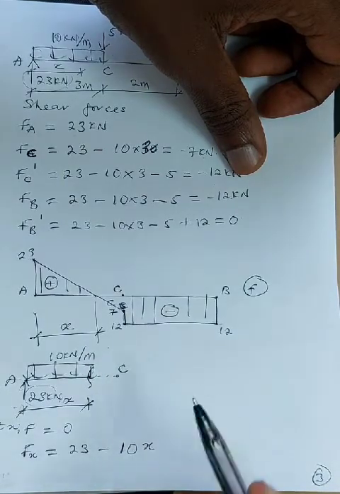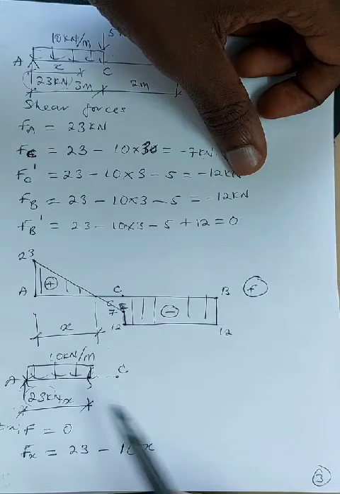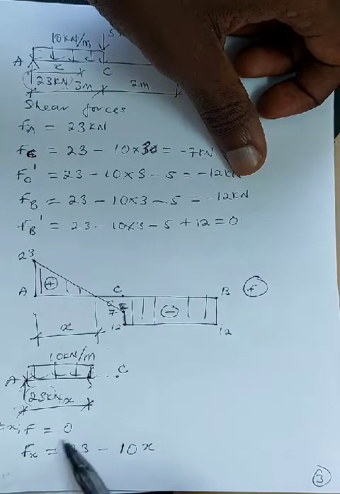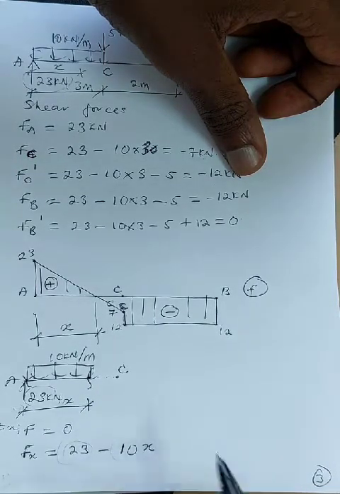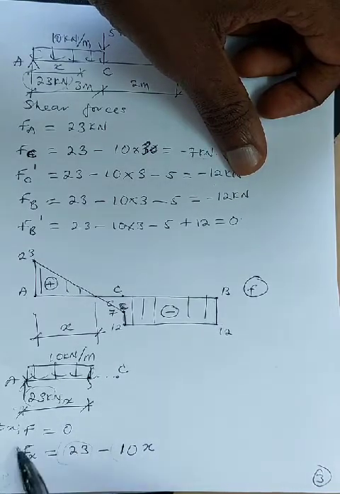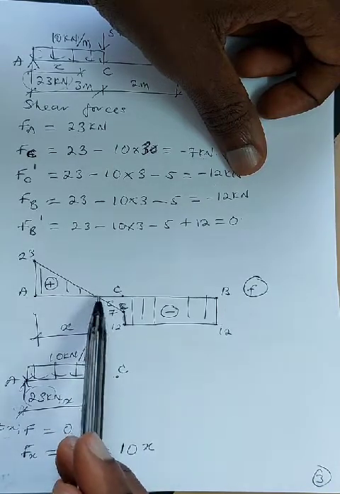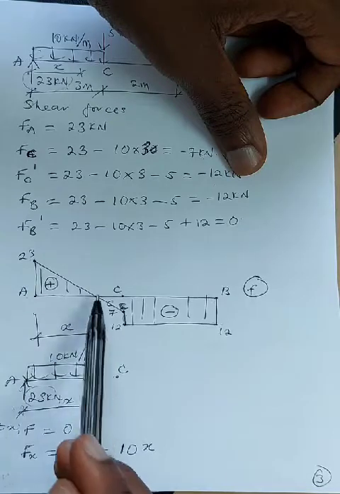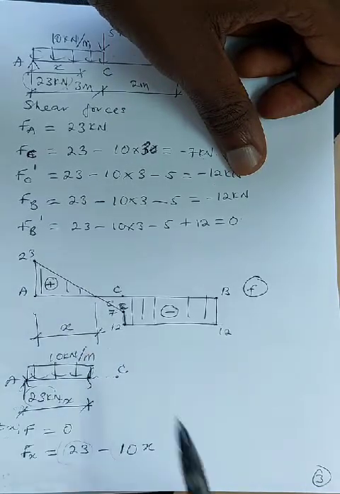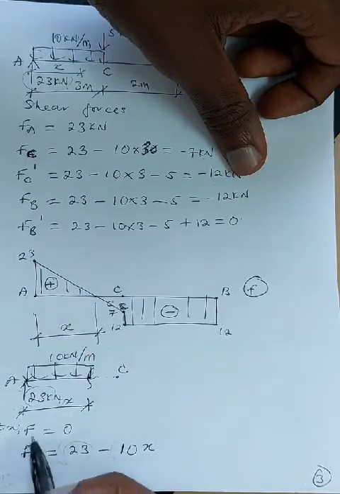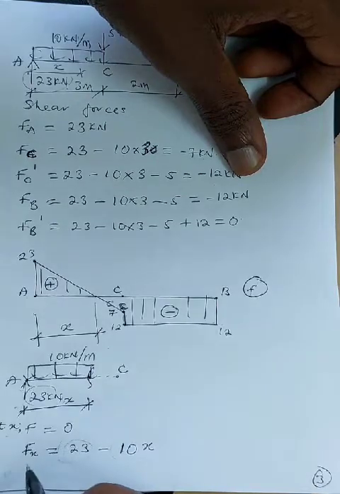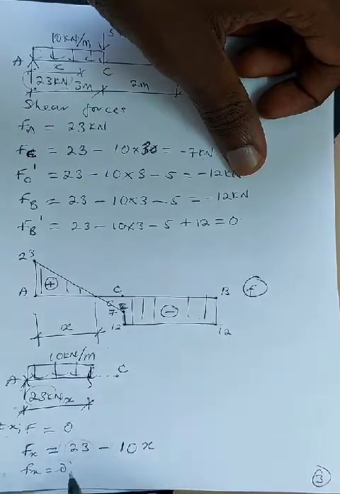These are the two forces that we have: the reaction and the UDL. We are equating this to what? We're saying that at the point where the shear force crosses the 0 line, at the point where we have x, that's where we have shear force equal to 0. So we are simply saying that Fx equals 0.